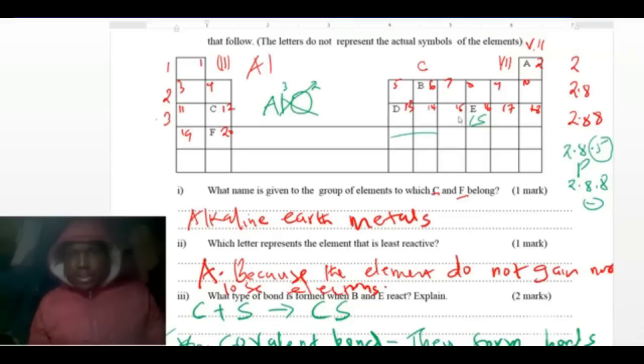The element is here because it was element G. So number 15 here, you write G. So they said you like this. So that's where that element is.